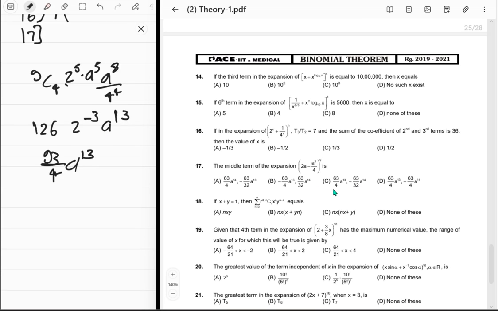No, you got 60. Oh, sorry. It should be 63. What am I doing today? 63 upon 4 and then a power 13. So 63 upon 4 a power 13. Well, that's everywhere except you have negative, positive, and something.